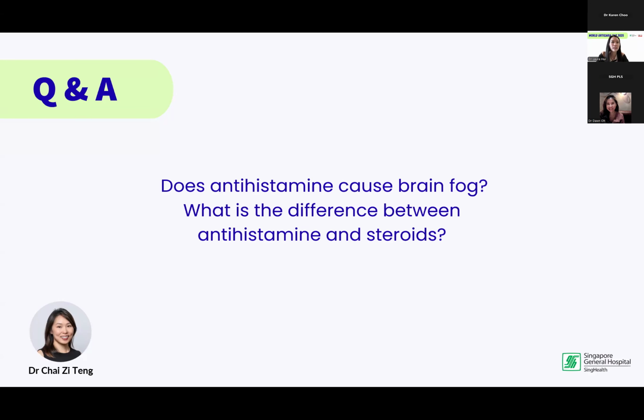Okay, so the main difference between antihistamine and steroids is a big difference actually, in terms of the class of medication itself. And as Dr. Karen has mentioned earlier, we do not typically use steroids for the treatment of urticaria, while we use that for the treatment of eczema. And antihistamines, as we have emphasized throughout this talk, really play a big role in the treatment of urticaria as well.